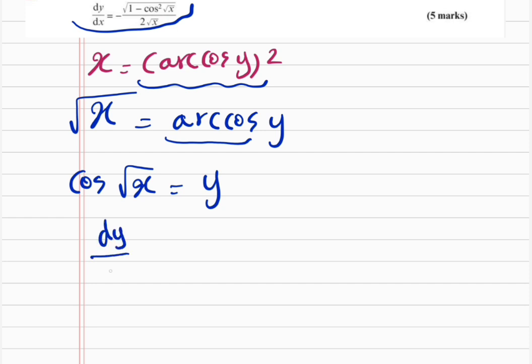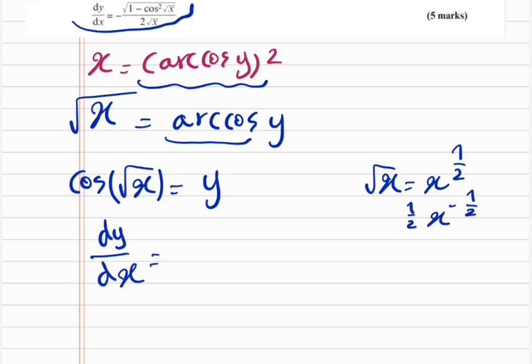So dy/dx is equal to the derivative of inside. Remember that it's root x, so root x is just equal to x to the power of half, and its derivative is basically equal to half x to the power of minus a half, or in a nicer form, half times 1 over square root of x. So in this case, the derivative of inside is 1 over 2 root x times, now we need to find the derivative of outside.